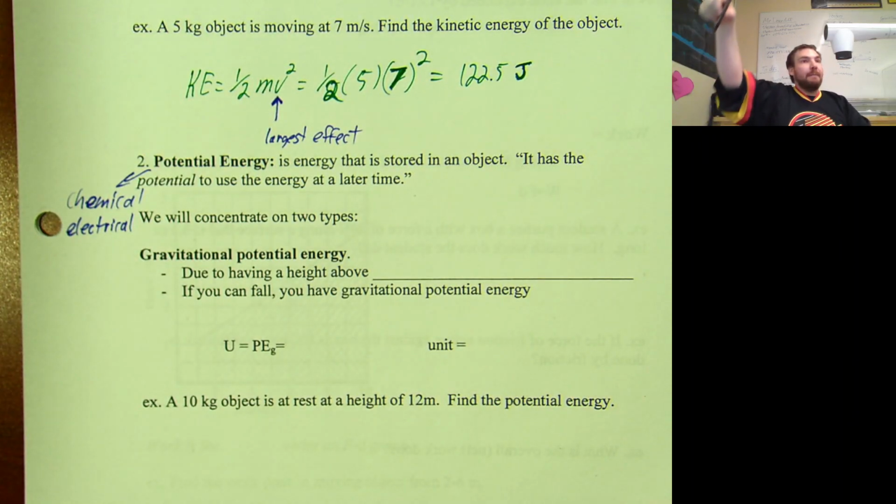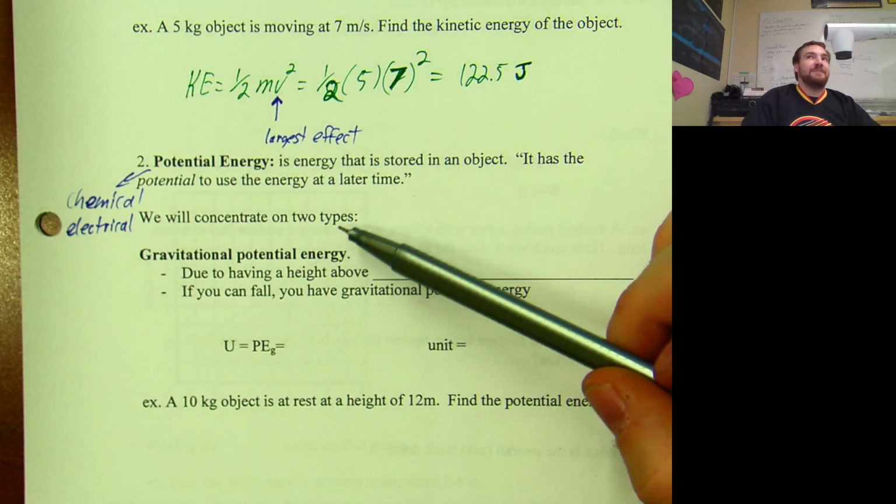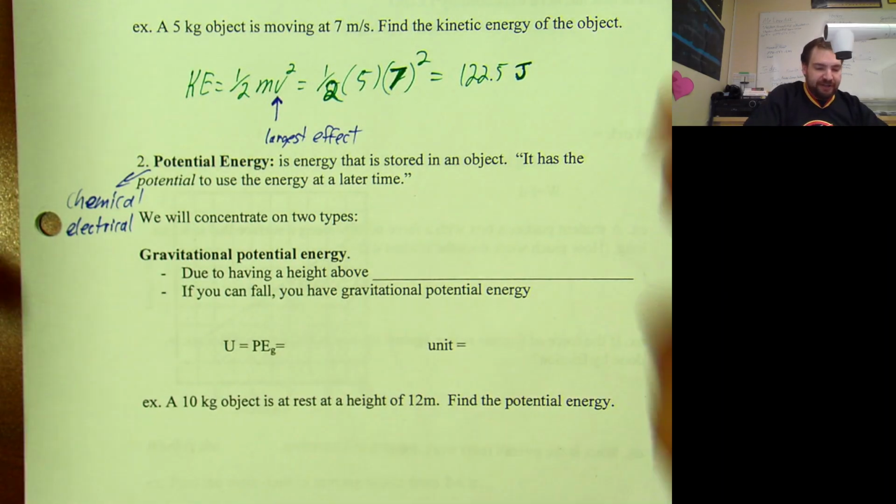If I lift my pen, is it moving? No, so it has no kinetic energy. But if I let go of my pen, what's going to happen? It becomes kinetic. There's potential. Because when I let go, this thing is going to fall, and I'm not throwing it downwards. It's just going to fall by itself, which means there must be potential stored there for it to eventually turn into usable kinetic energy. This is one of the two kinds we're going to look at. This is called gravitational potential energy.